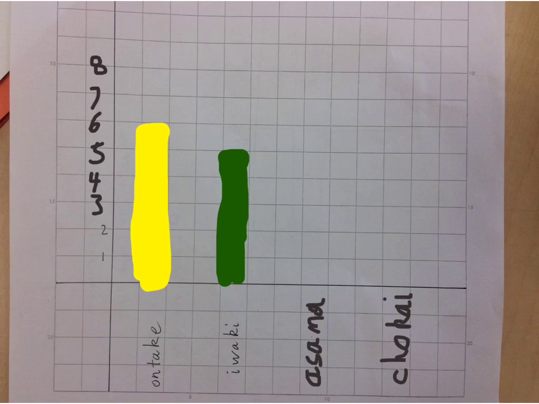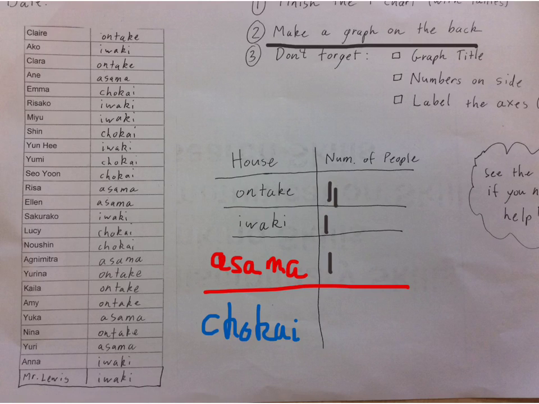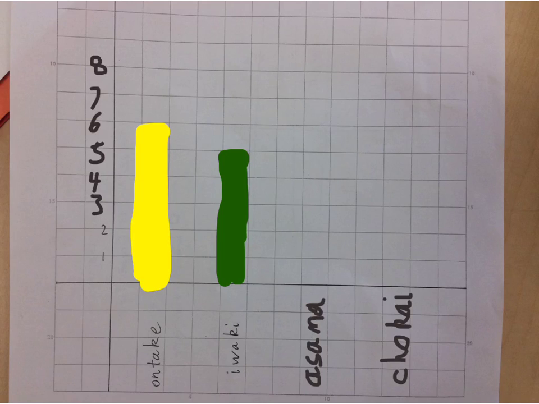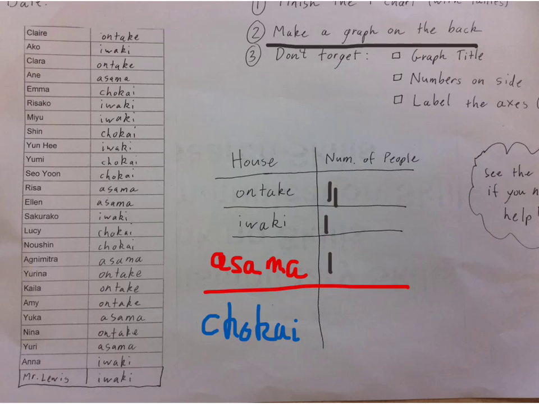Now, when you're done, look back at the checklist on the front. And don't forget, you need to have these things here. So you need a graph title. So what are you going to call the graph? And you'll write that up at the top, like 3B houses, or what house is 3B part of, or something like that. Whatever title at the top you want to put in. And then the other thing is make sure you write the numbers up the side. So if I wrote a title and then I wrote the numbers on the side, I'm good there.